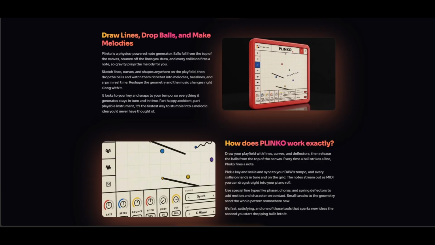So the next VST plugin we are going to jump into is Plinko. Now, Plinko is very unique. I really don't know how to necessarily explain it, but it's pretty powerful. You draw in lines, you drop different types of balls, and you make different types of melodies. They have so many unique features inside of Plinko. I would definitely have to show you better than I can tell you. So let's jump right into the plugin.